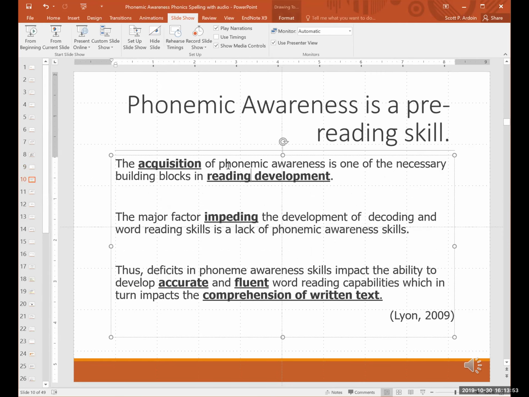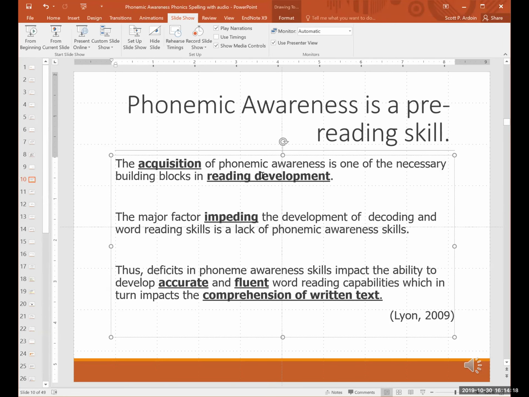So the acquisition of phonemic awareness is one of the necessary building blocks of reading development. You're not going to find a kid who can read well who lacks phonemic awareness skills. You have to have those skills. Now, it's possible that kids might read poorly and lack phonemic awareness skills, but they're not going to be strong readers and lack phonemic awareness skills.